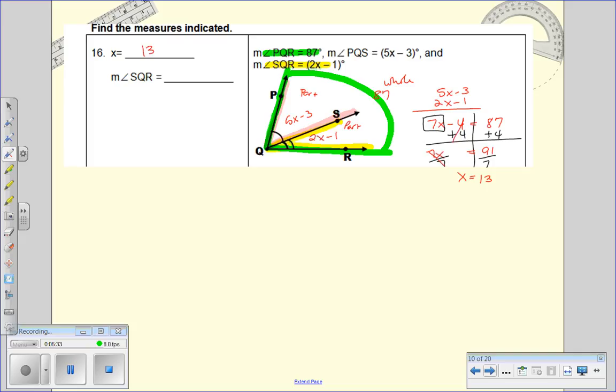Now that we know what x is, we can figure out what SQR is. SQR was my yellow angle. So we plug in 13 for x. 2 times 13 is 26, minus 1 is 25. So the measure of angle SQR is 25 degrees.